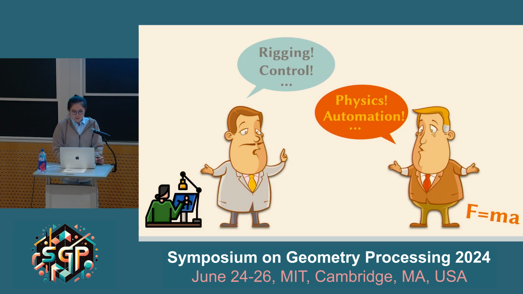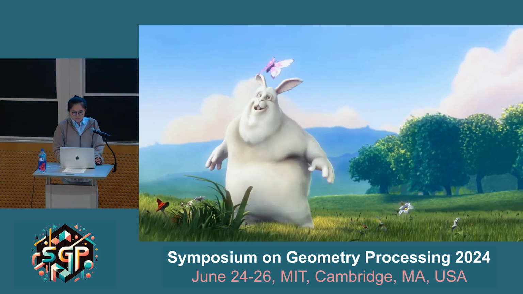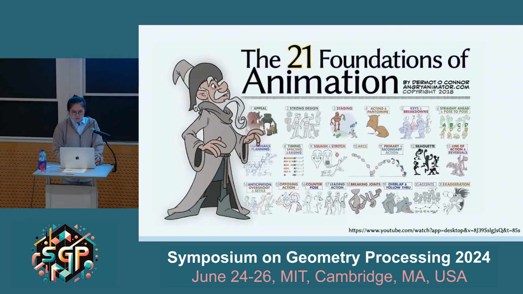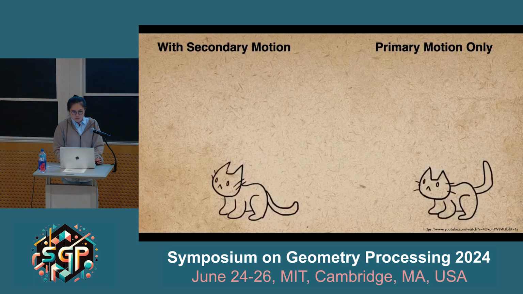In line with this philosophy, the first work I'm going to introduce is called complementary dynamics, where our aim is to bring artists and physics to work in harmony. When it comes to realistic character animation, there are existing principles, and specifically in this work, we focus on identifying the right relationship between primary and secondary motion.